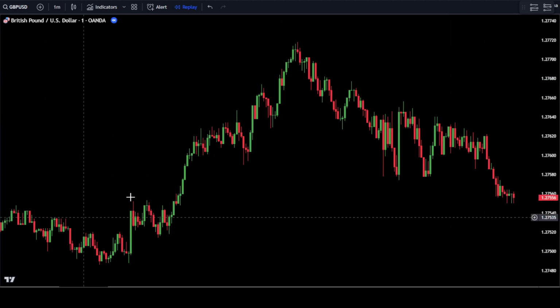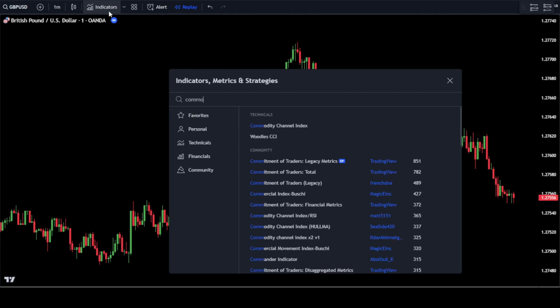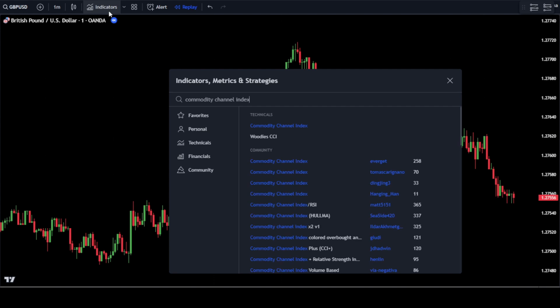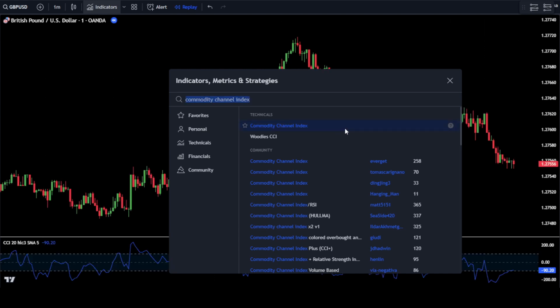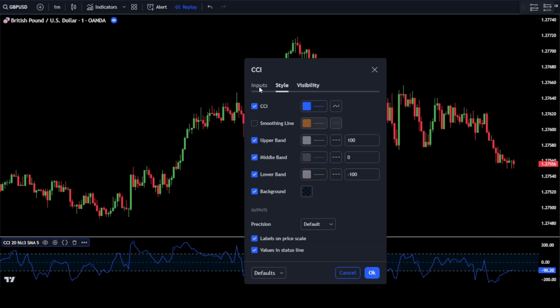Open your Tradingview and go to the Indicators Search tab. In the Indicators Search tab, type CCI or Commodity Channel Index. Then, just select the default CCI or Commodity Channel Index. After that, go to the CCI Indicator Settings tab.